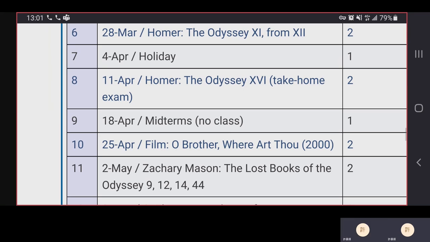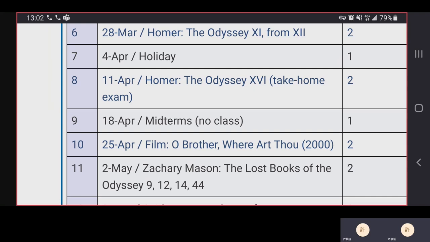Week nine, midterms, we don't have a class. Week 10, you guys will still be recovering from midterms, so we can watch a movie. The movie is Oh Brother, Where Art Thou? Directed by the Coen brothers, if you know about these things. And it is probably the most famous movie adaptation of the Odyssey. It is not the Odyssey. It is a story based on the Odyssey, starring George Clooney.